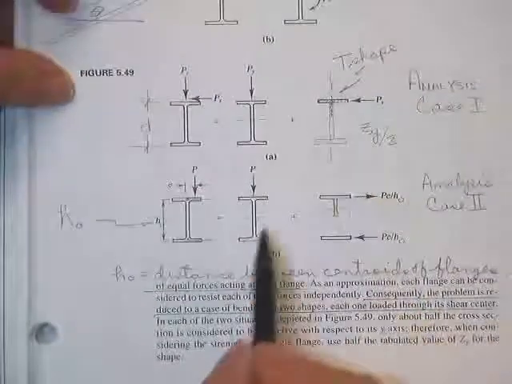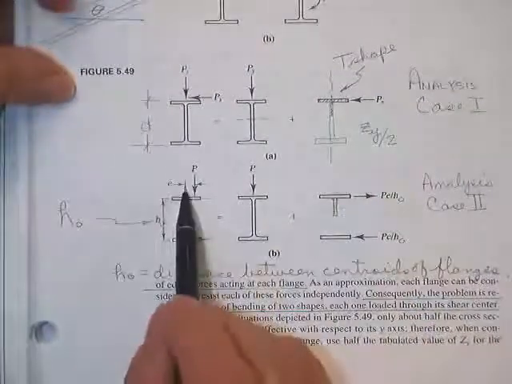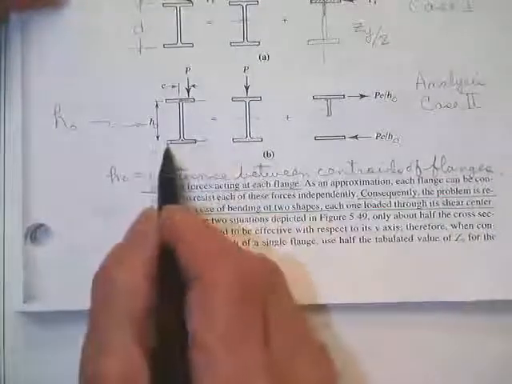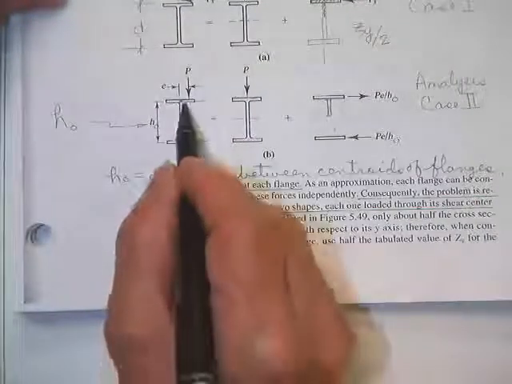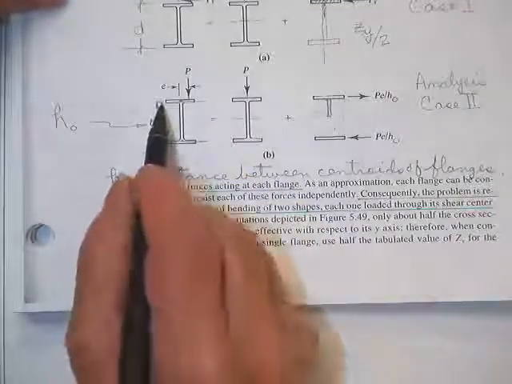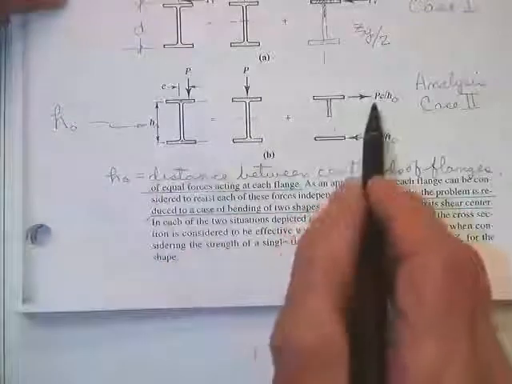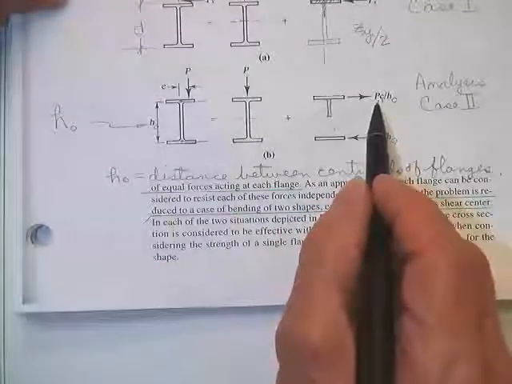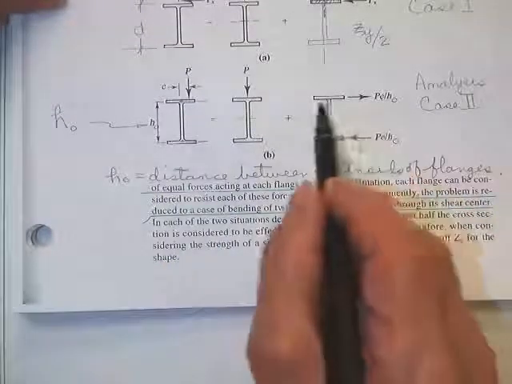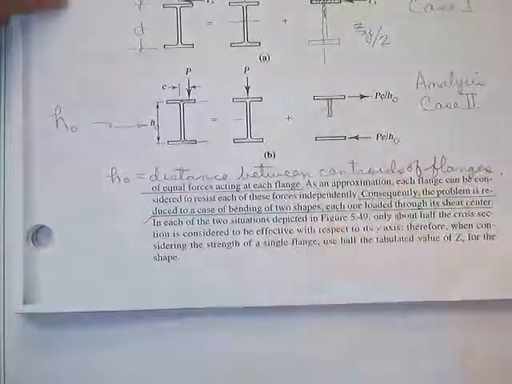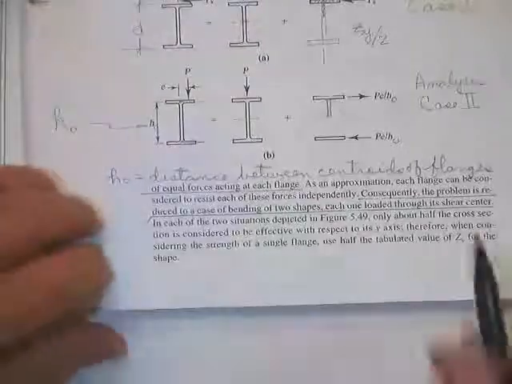This is what you called P times e, the bending moment you wanted to resist, divided by the distance. This is h0, from the centroid of the flanges. It's not the full depth, they find that is not fair to take. Put that much force, moment divided by moment arm, on the T, and analyze this T for that force. The bottom one, of course, would be the same. That's analysis case two.